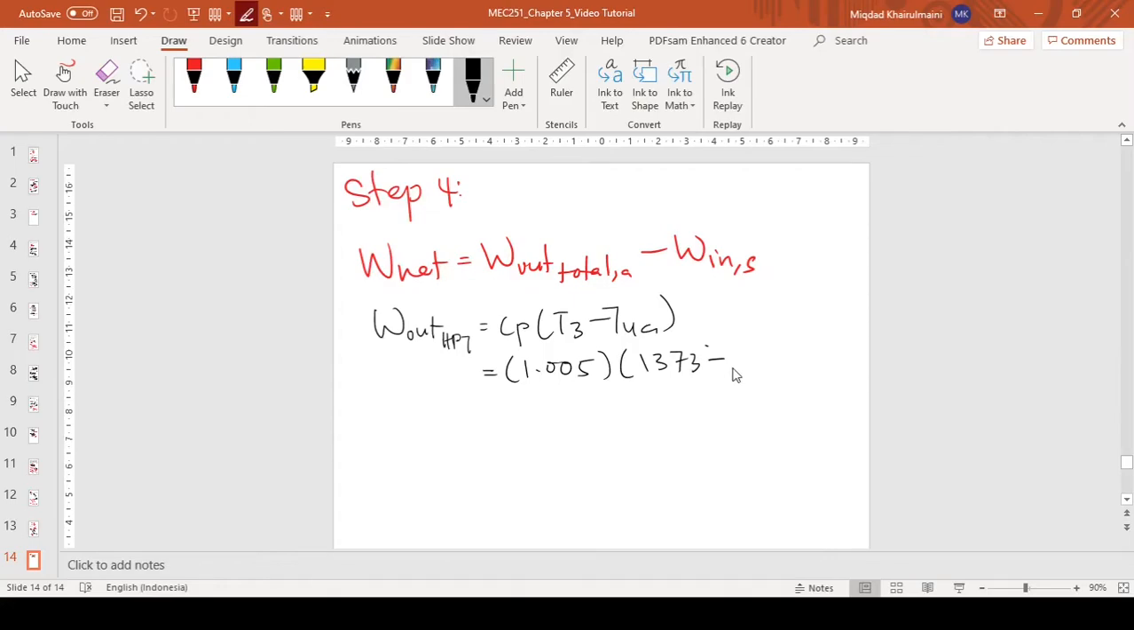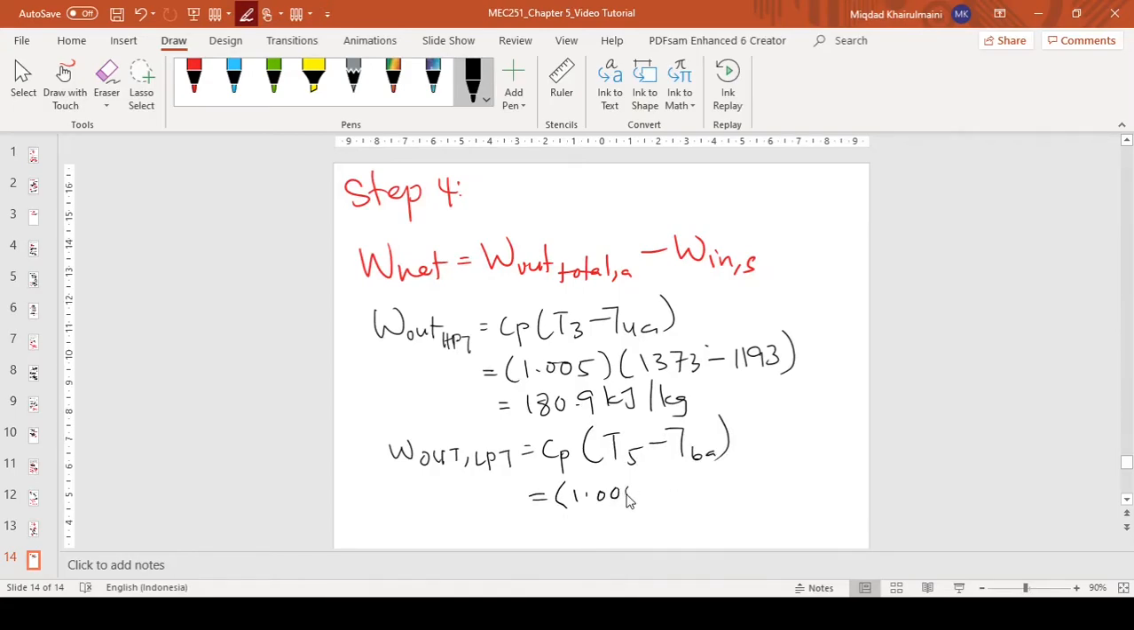Substituting the values, we can get for the first turbine 180.9 kilojoule per kg. For the second turbine, the low pressure turbine, the equation we have already written. Substituting the values, T6A was 991. Substituting values, the second turbine is 384. I've rounded up all the values.